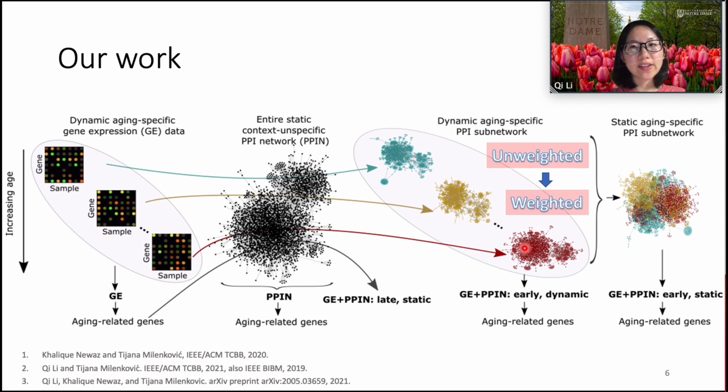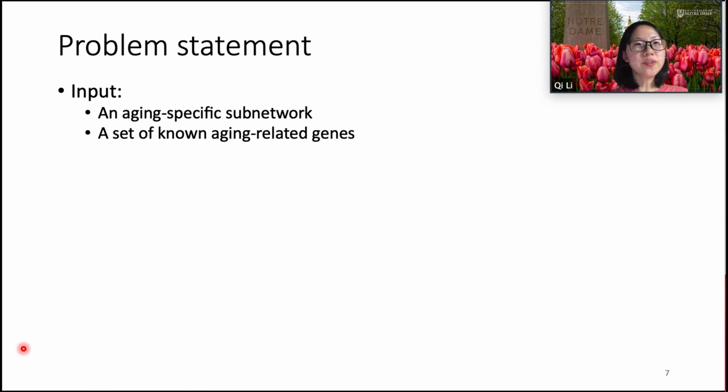If we show that the best of the aging-specific subnetworks outperform the entire context-unspecific network, that would mean the aging-specific component is superior. If we show that the best of dynamic aging-specific subnetworks outperform the static aging-specific subnetwork, that would mean the dynamic component is superior. If we show that the weighted dynamic aging-specific subnetwork outperforms the unweighted dynamic one, that would mean the weighted component is superior.